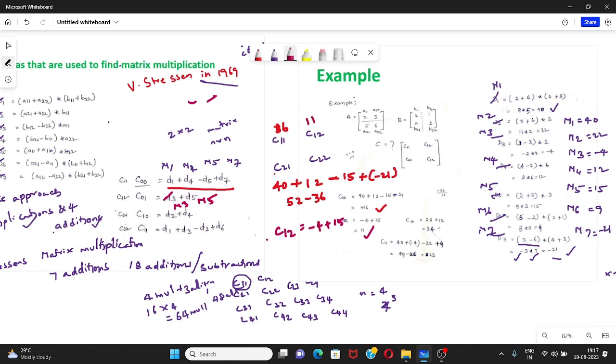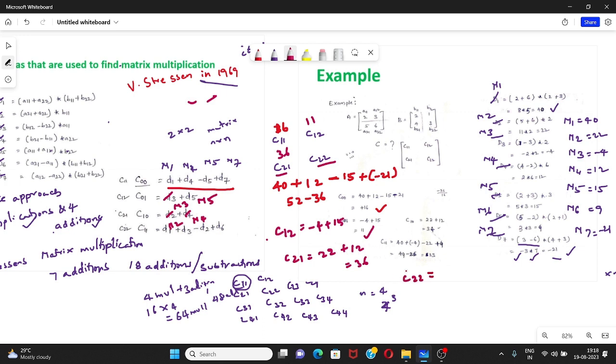In the same way, you can substitute the formulas, and we are going to find the values of the C21 and C22 positions. C21 is calculated by adding M2 plus M4. The value of M2 is 22 plus the value of M4 is 12. So now the C21 position value is 36.